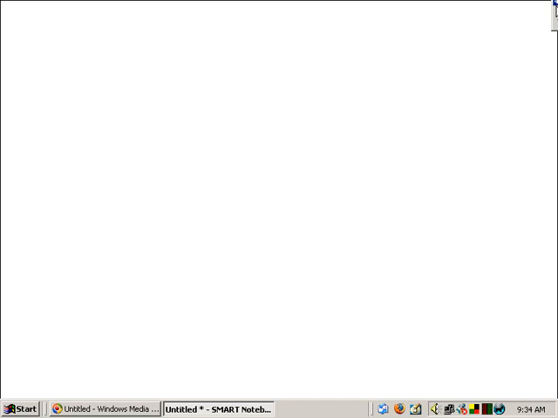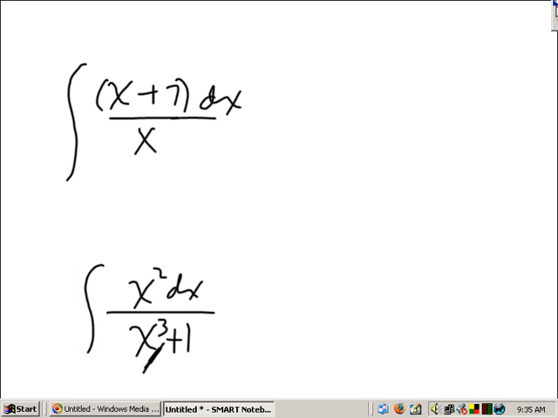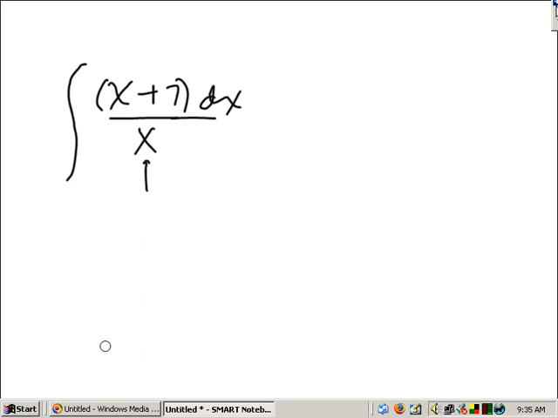Here's an interesting problem. Suppose you have the integral of (x + 7) over x dx. What's been happening so far, how I knew to use logs, is that I may have had an x cubed in the bottom and an x squared on the top. I know that when you take the derivative of x cubed, you get an x squared. But here, if I take the derivative of x, I get 1. The 1 is not on top. You have an x on top.